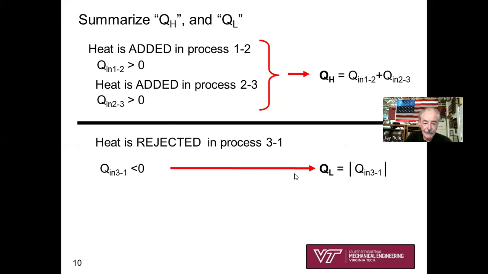And then we're going to add up all of the heats that are negative numbers, and we're going to assign that to a variable called QL. Do you notice here that I've got QL? I'm being a little tricky. I'm going to say that's equal to the absolute value of Q from 3 to 1. So QL is just going to be some number. So I've got a QH term where heat is added, and I've got a QL term where heat is rejected in our example cycle.